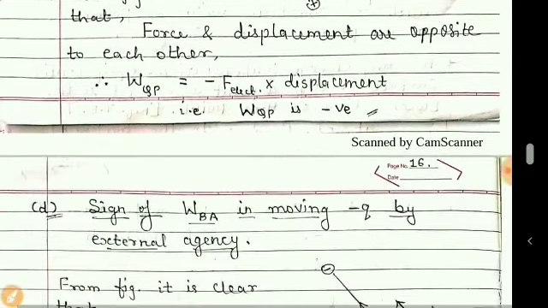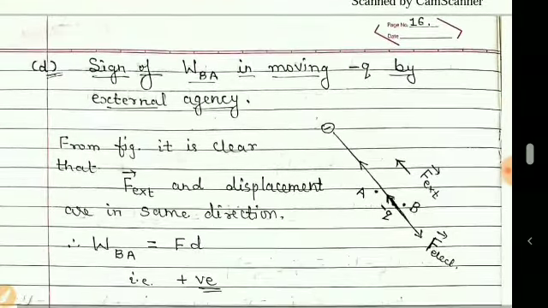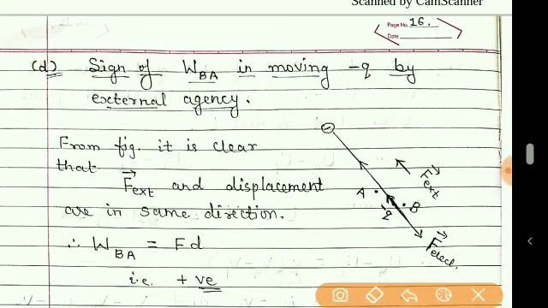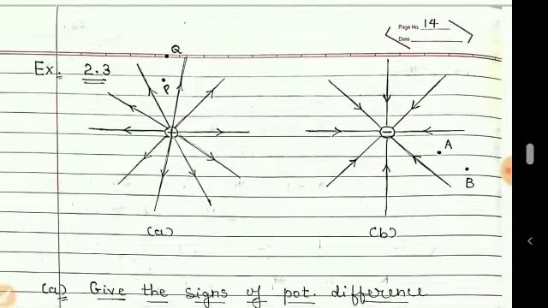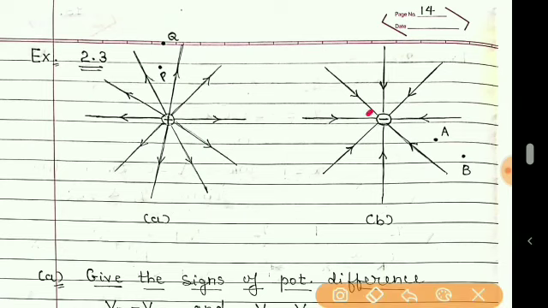Then next is also a similar kind. What will be the work done from B to A? So this is for the second figure. You can see here in this figure, the charge is negative, and here we have to bring a negative charge from B to A. Once again, here a negative charge is to be brought from B to A.